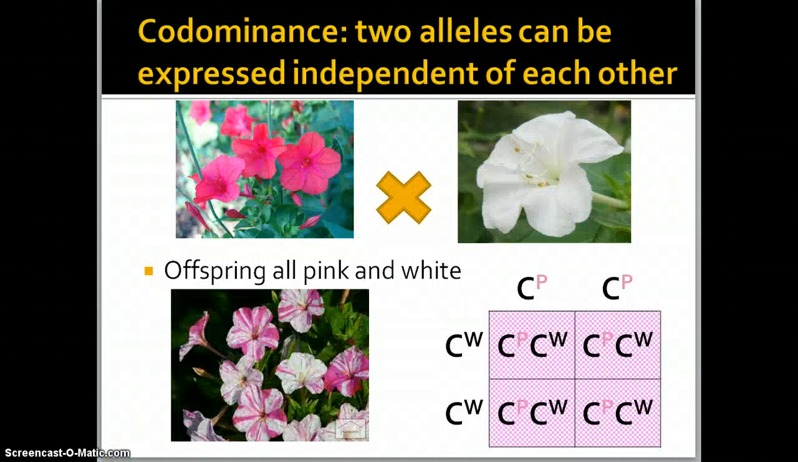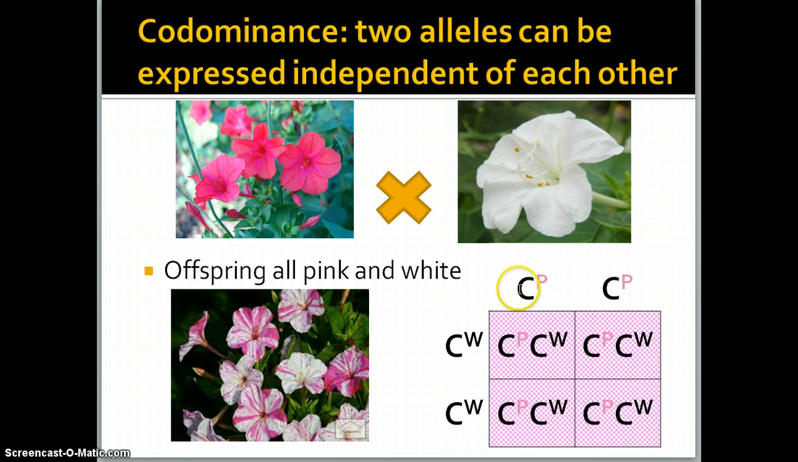So with codominance, what you want to think about is that you have two alleles that can be expressed independent of each other. So they're expressed at the same time. You have two alleles that are dominant. So in this example, if you cross a pink flower with a white flower, you're going to get pink and white flowers.